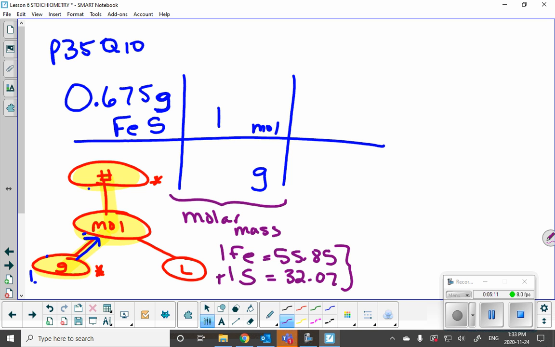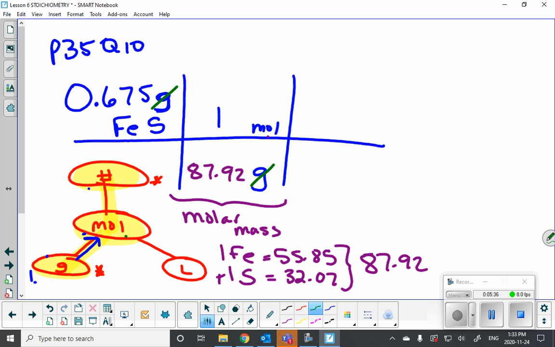So when you add them up, you're going to end up with 87.92 grams. So what we see is that every 1 mole of iron sulfide is 87.92 grams. So anytime we have moles and grams, what you need to do is go to your periodic table, find the molar mass. Well, let's do some canceling. I can see the grams on the top canceled the grams on the bottom. So grams are gone. I'm at moles.